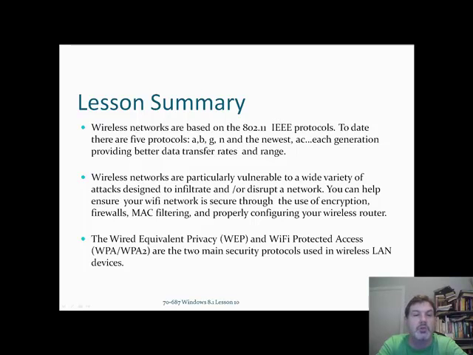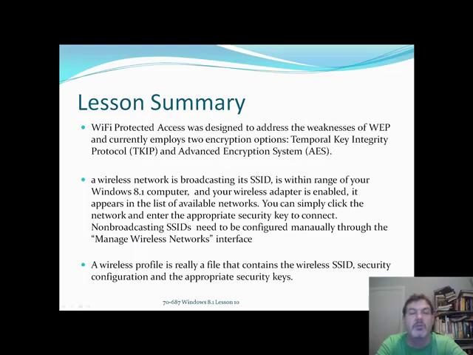I can help ensure my Wi-Fi connection is secure by encrypting that network. I can turn on my firewalls. I can use MAC filtering. And of course I need to also properly configure my wireless router not to use those default passwords. Wired Equivalent Privacy, or WEP, and Wi-Fi Protected Access, WPA or WPA2, are the two main security profiles that we use in wireless LAN devices to encrypt the data traveling through those devices.